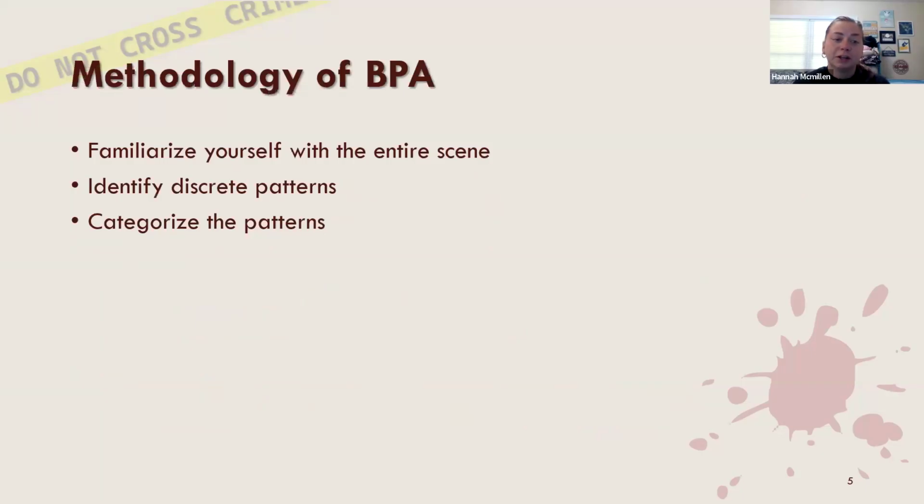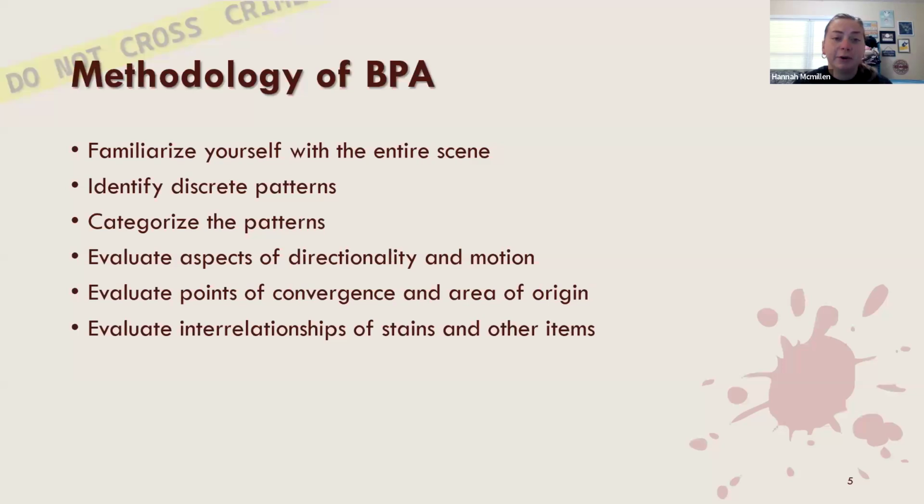So going into the methodology of BPA, you're going to familiarize yourself with the entire scene, just like with any other crime scene investigation. This is an addition into CSI. This is something extra that is done on scene to reconstruct the scene. You're going to identify discrete patterns and you're going to categorize these patterns. Then you're going to evaluate aspects of directionality and motion, points of convergence and area of origin, as well as evaluate interrelationships of stains and other items.